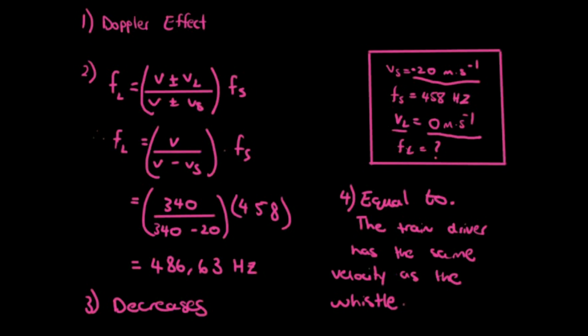Hope you understand questions 3 and 4, especially question 4. I'll go through that question just one more time. The frequency that the train driver hears is equal to the frequency being emitted by the train whistle, because the train driver has the same velocity as the whistle.